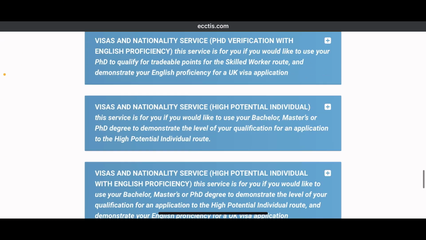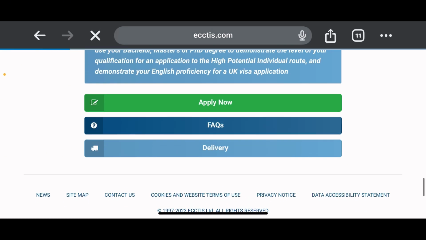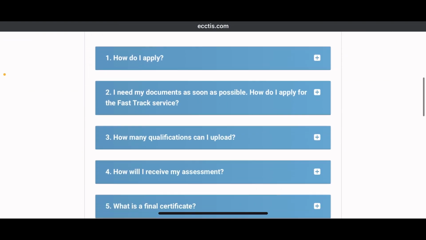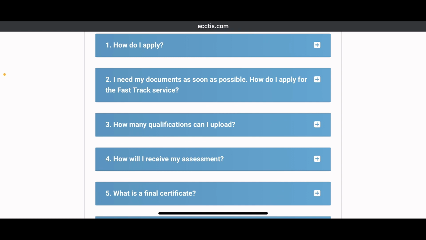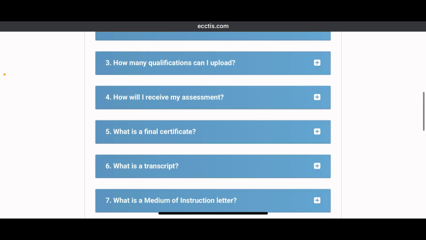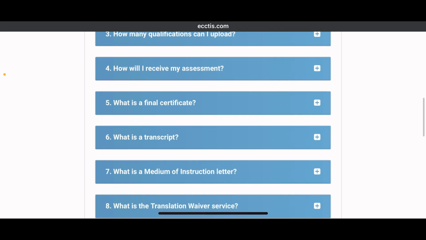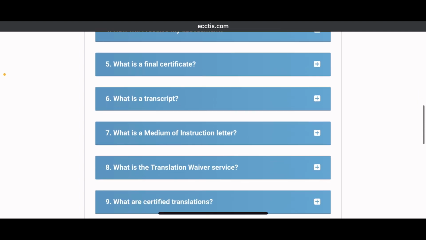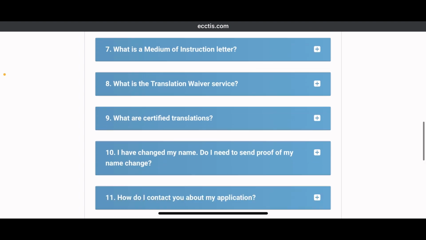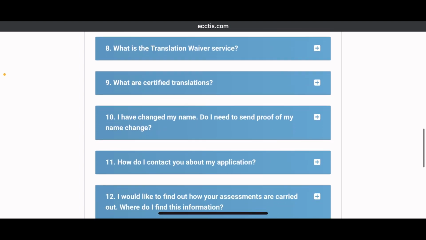If you are interested in knowing more, you can go to the frequently asked questions and see: How do I apply? I need my documents as soon as possible. How do I apply for a fast track? How many qualifications can I upload? How will I receive my assessment? What is a final certificate? What is a transcript? What is a medium of instruction letter? What is a translation waiver? So many other questions are here.